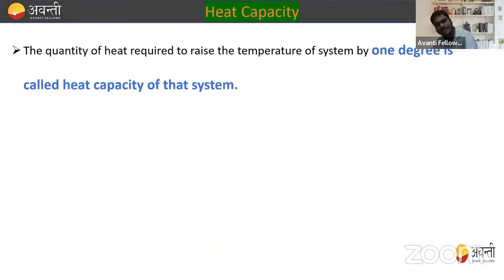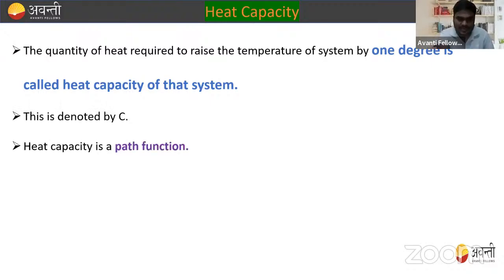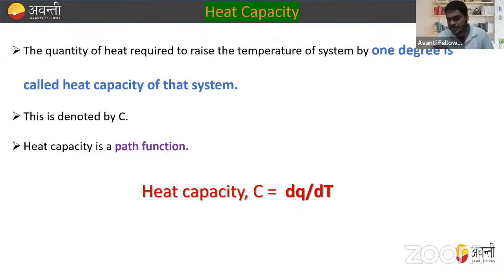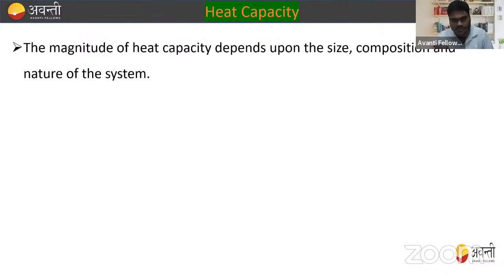Right. So basically, what is heat capacity? Heat capacity is the quantity of heat required to raise the temperature of the system by 1 degree. It is denoted by C, and heat capacity is a path function. So how will you derive the formula? Heat capacity is equal to dq over dT.